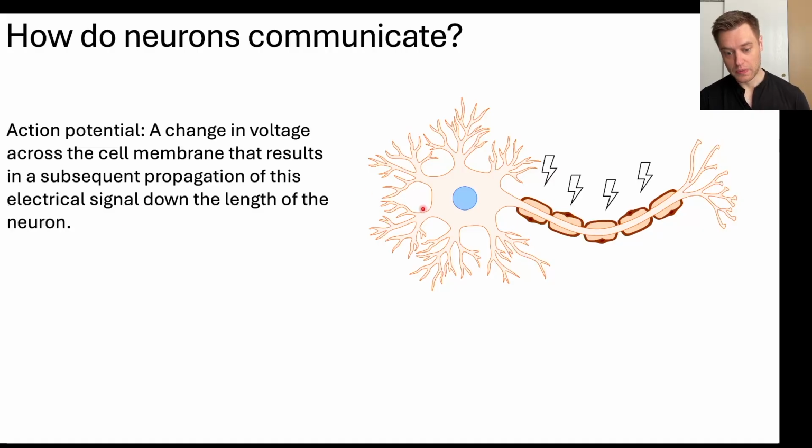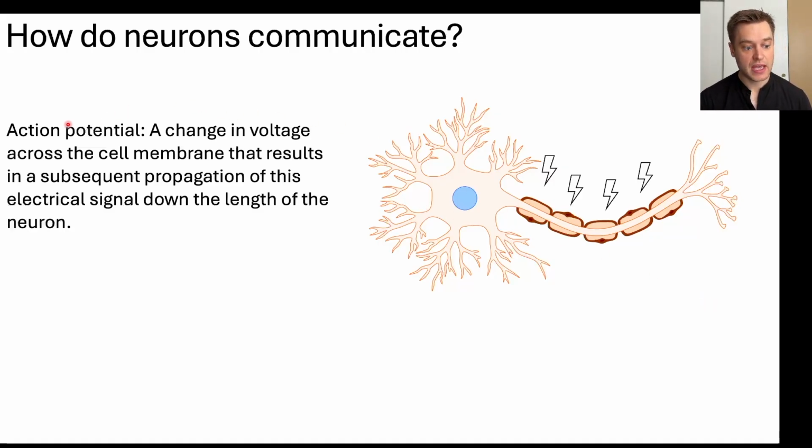Okay, so we're going to get more into chemical communication of the nervous system, because that's primarily how neurons communicate to each other. But in order to release that chemical information, there needs to be a signal to release it. And that signal is the discharge of electrical activity.